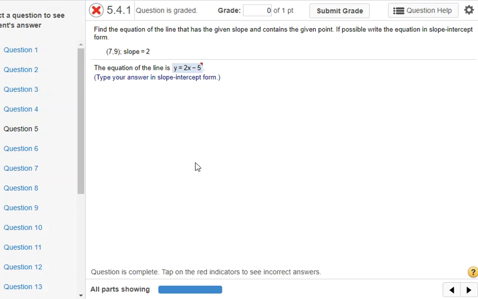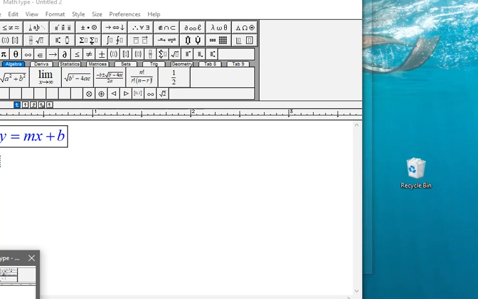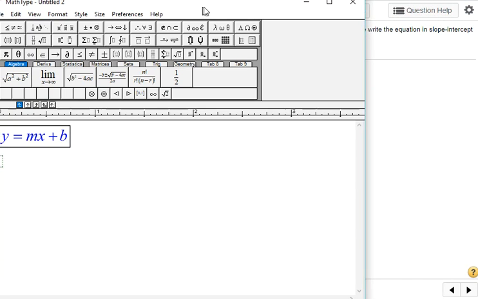I received some questions about writing the equation of a line given a slope and an ordered pair. So I'm going to look at this question to start with. In this particular question, we can already see the solution, and we're going to compare it with what the student answered and see if we can discover what might have happened.